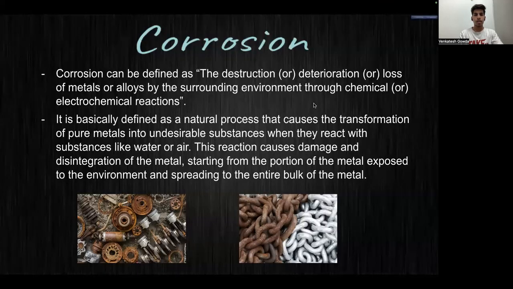What is corrosion? Corrosion can be defined as the destruction or deterioration or loss of metals or alloys by the surrounding environment through chemical or electrochemical reactions. It is basically defined as a natural process that causes the transformation of pure metals into undesirable substances when they react with substances like water or air. This reaction causes damage and disintegration of the metal, starting from the portion of the metal exposed to the environment and spreading to the entire bulk of the metal. So this is how the corrosion of metals or any particle looks.